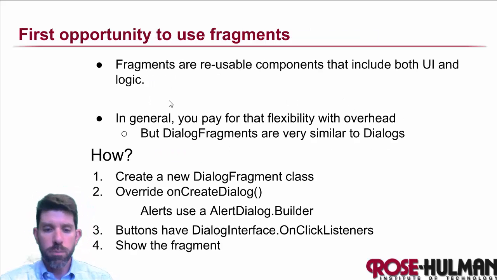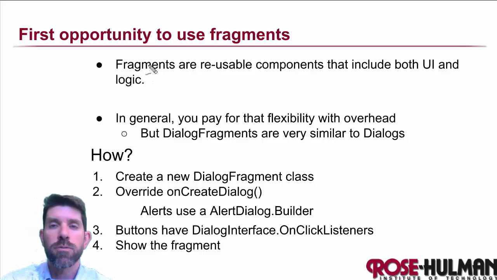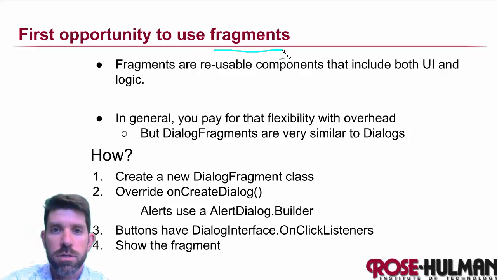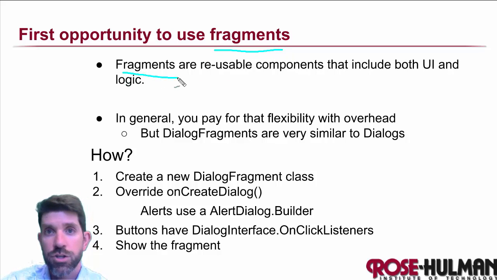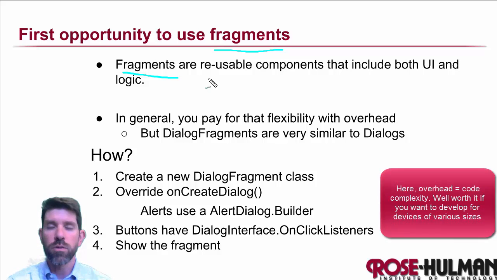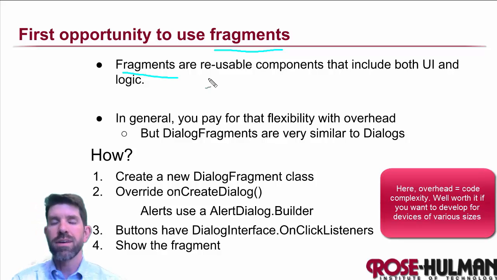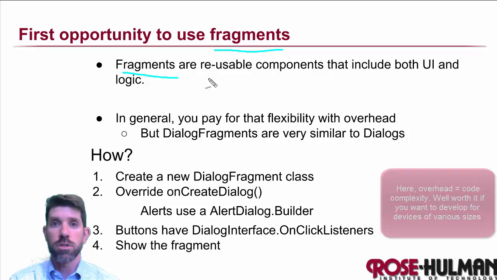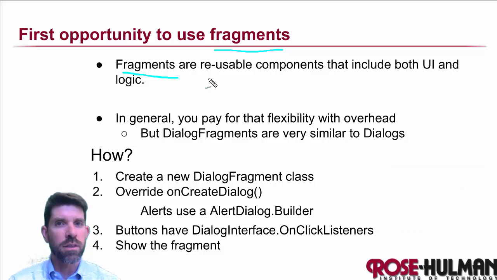Okay, so what are we going to put in there? Well, honestly, this is our first opportunity to use fragments in this course. As we're going to learn in our next unit, fragments are these components that we can reuse that combine elements of both the UI and background code. So good stuff. They give you a lot of flexibility. Usually you're going to pay for that flexibility, of course, with a bunch of overhead. It turns out, though, that dialog fragments are very similar to just basic old-style dialogues that Android used to have. And dialog fragments are preferred these days, so that's what we're going to use.